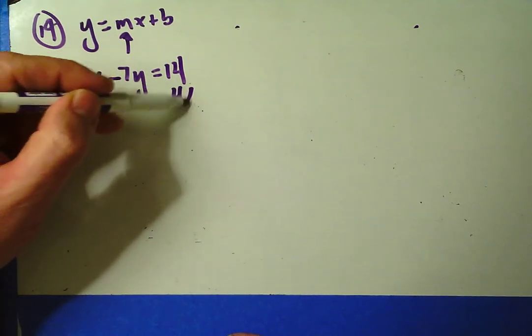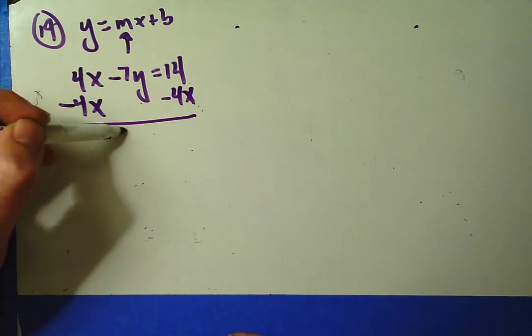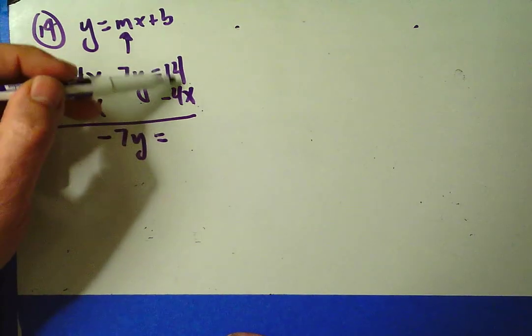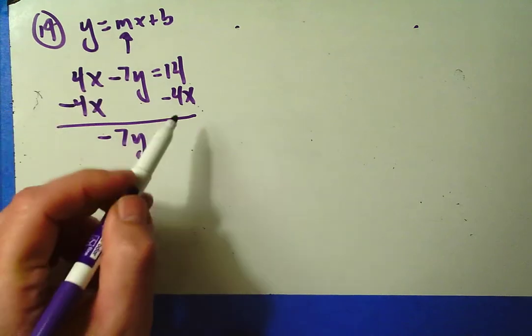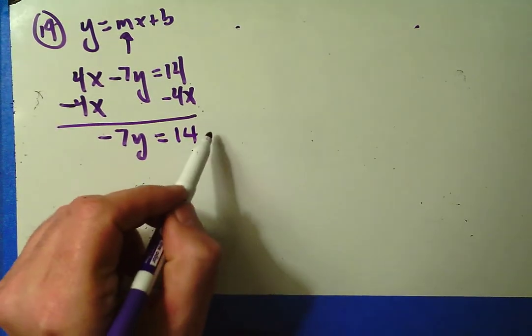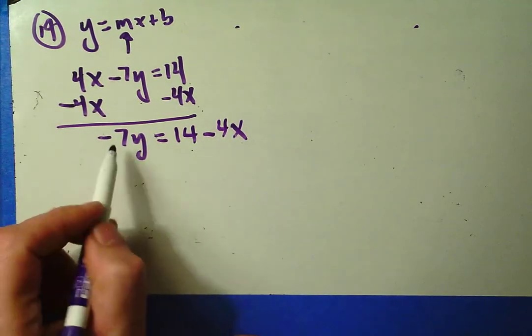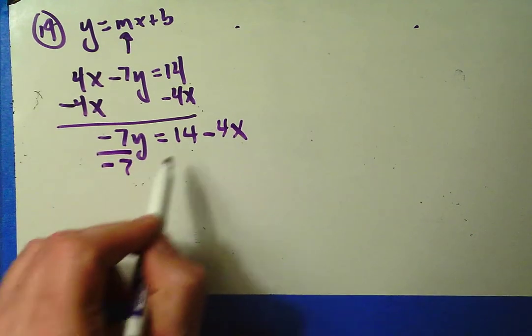4x from both sides. And that'll give me minus 7y. Remember, you can't actually do any subtraction here because they're not like terms. One has an x, one doesn't. So we've got 14 minus 4x. And then divide everything by negative 7.